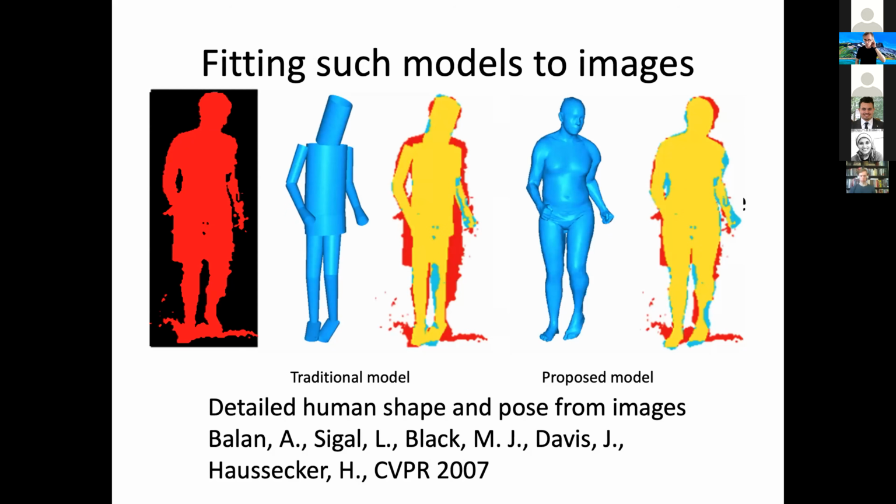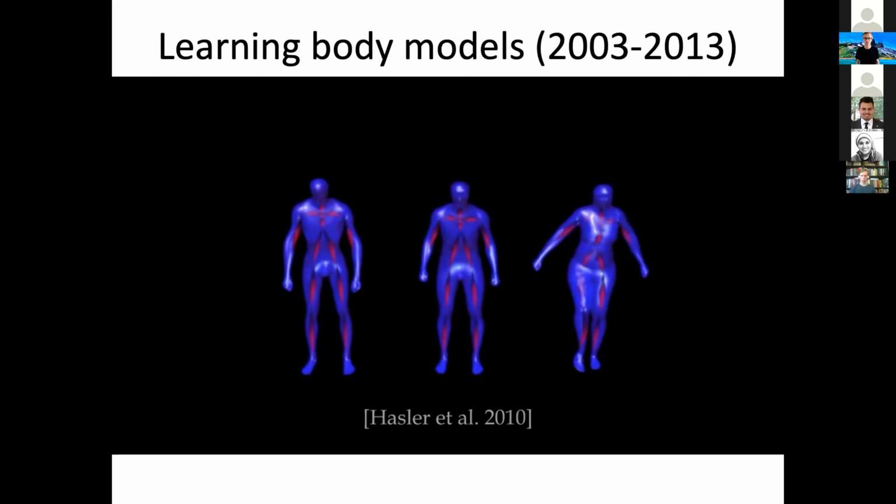So we built our first SCAPE-like model in 2005, 2006. And then the first paper, I think, that fits that to images is this one at CVPR 2007. We showed that by using a 3D body model of a human that better matches the image evidence, we actually got more accurate 3D pose estimation. So that got us excited that maybe we were on the right track.